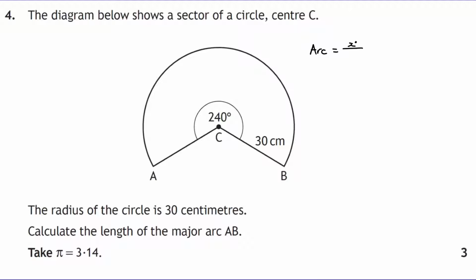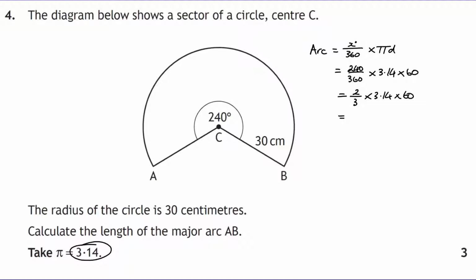angle over 360 times pi d. And the angle in this case is 240 over 360 times pi. So we've got to use 3.14 for pi. That's what it tells us to do down here. And the diameter in this case would be 60. This is the radius. What we're looking to do, because this is non-calculator, is try and simplify. This fraction does simplify down to 2/3. So we end up with 2/3 times 3.14 times 60.